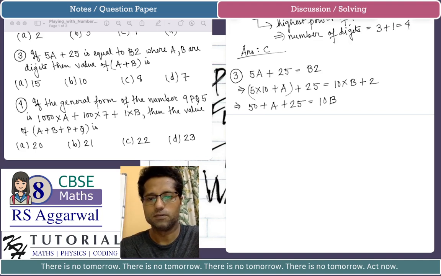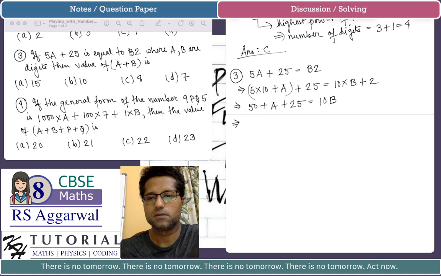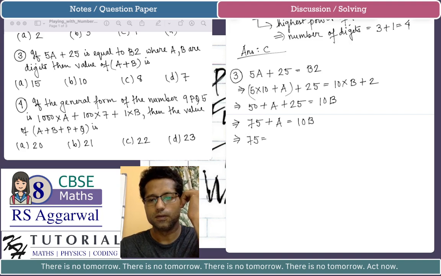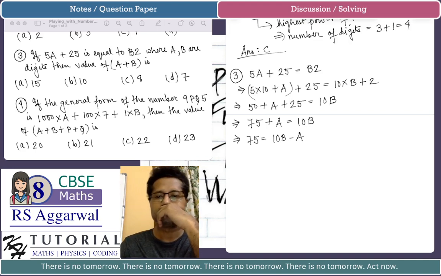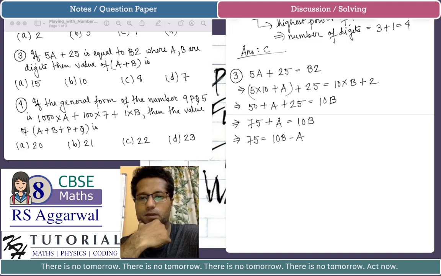This implies 75 plus A is equal to 10B. This implies 75 equals 10B minus A. Now, how do we find the digits A and B? We have to find the value of A plus B.